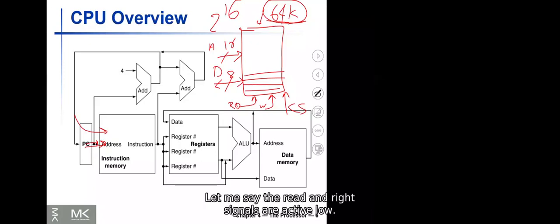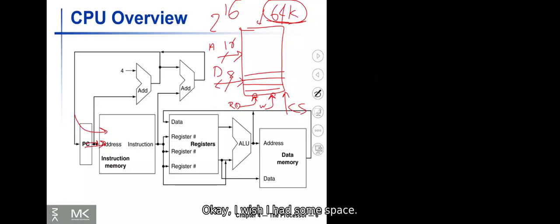Let me say the read and write signals are active low. So if the read is 0, then it means that we are reading from the memory. If the write is 0, then it means that we are writing to the memory. Now we go to the operation of read and write. How do we read from a memory?